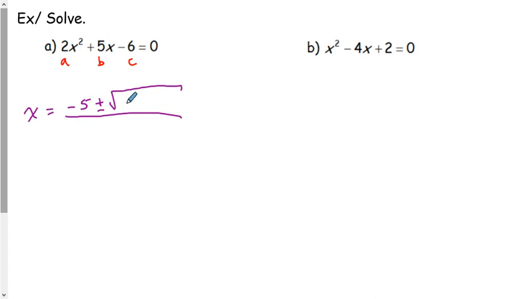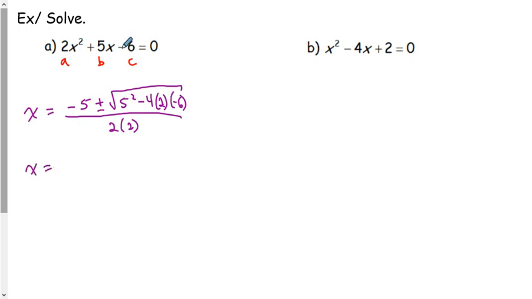Square root of b squared, well, b is 5, so I'll go 5 squared. Watch your signs. It happens to be positive here, but if it was negative, you got to be careful. Minus 4 times a is 2, times c. c is negative 6. Okay, now what do I have on the bottom? I've got 2 times a. What's a? A is 2 in this case. Okay, so we have a little bit of work to do here. First of all, we're going to do our work in the brackets.